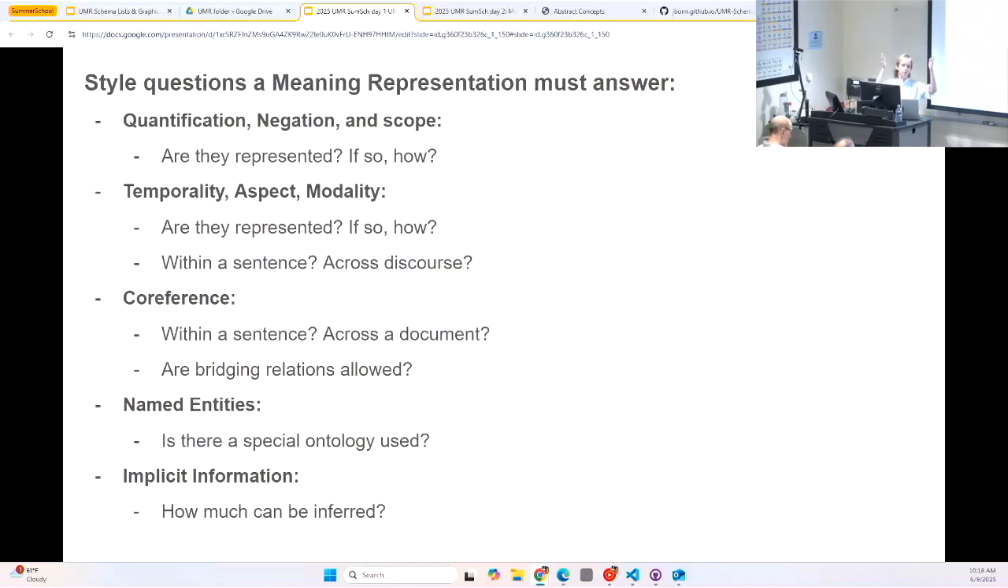And how have you drawn the line between the meaning of a word, like what do you allow to just be defined through the lexicon, and what do you actually have to put into your representation, into your graph?